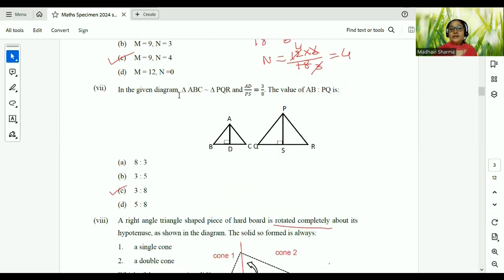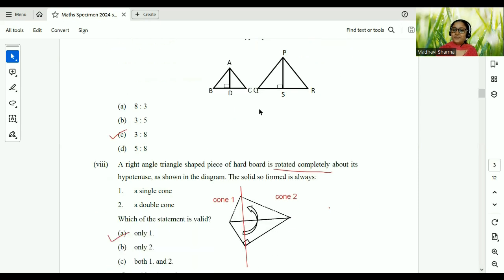In the given figure, triangle ABC is similar to triangle PQR and AD is proportional to PS. The value of AB to PQ will also be 3:8 because that is what similarity is. The ratios of the corresponding sides will not change. Let's go ahead.